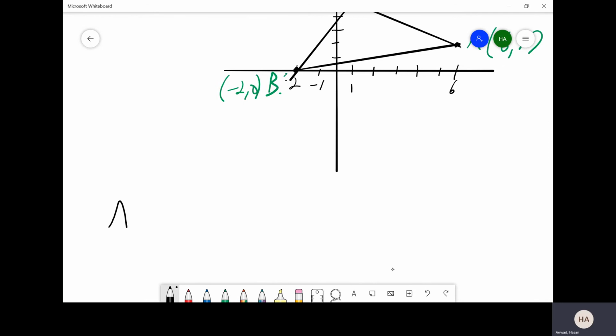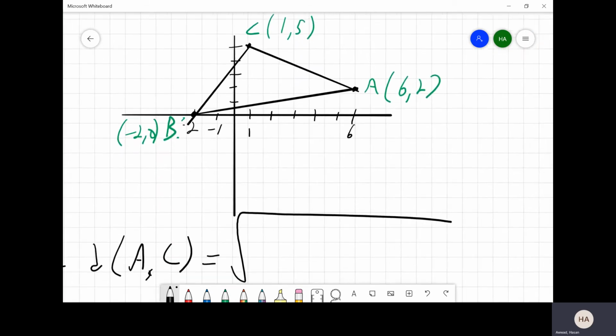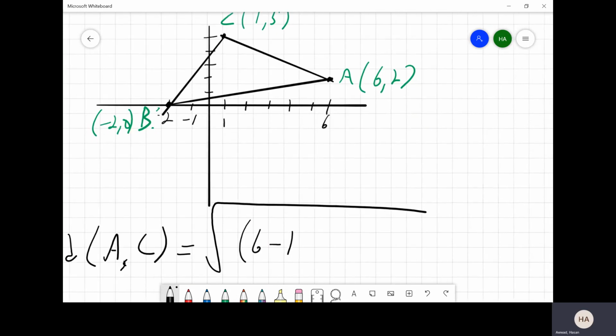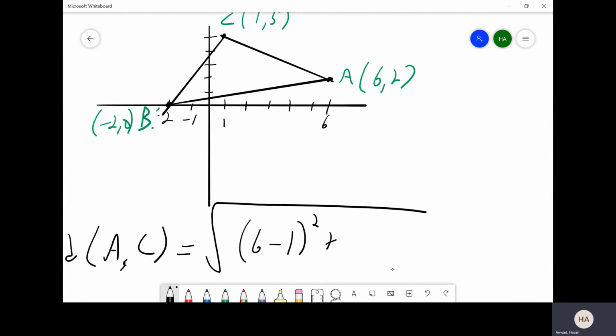So AC is going to be the distance between points A and C. And that is going to be the square root of, okay, I'm going to start with my point A first. Again, just be consistent in what you're picking. So I'm going to have 6 coming first, minus 1, right? The x component of C is 1. So (6 - 1) squared plus, and now the y components starting with A's, we have (2 - 5) squared.